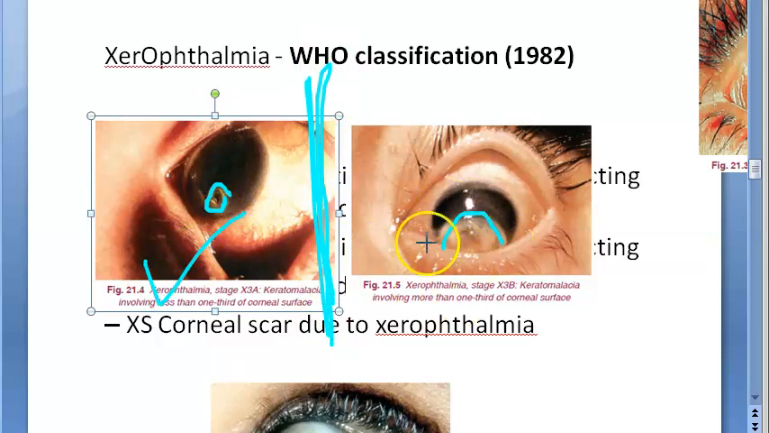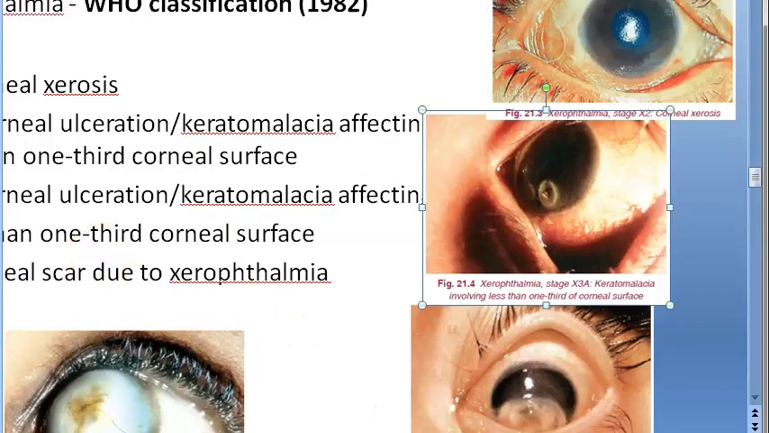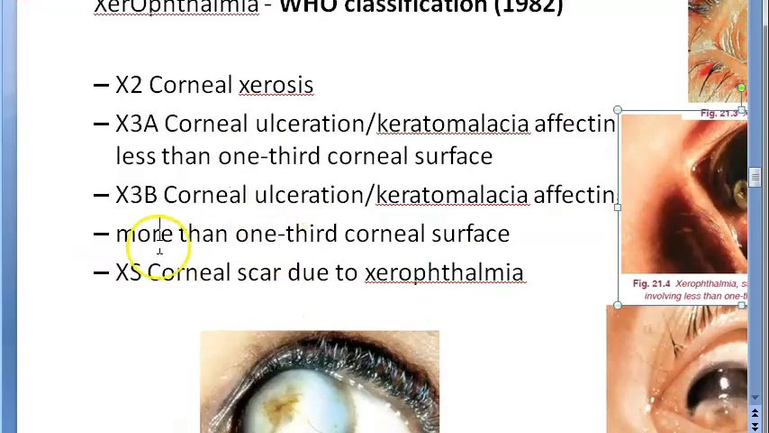However, large stromal defects like X3B result in blindness. So, as soon as you see any dot on the cornea, that means it is still recoverable. Go soon to the doctor, the ophthalmologist. Now let's move on, guys.